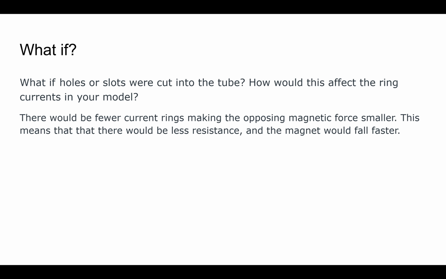What if holes or slots were cut into the tube? How would this affect the ring currents in your model? So there would be fewer of the ring currents because there's less space in the tube. This would make the opposing magnetic force smaller. This also means that there would be less resistance and the magnet would fall faster.